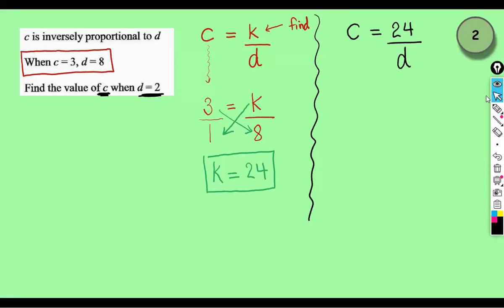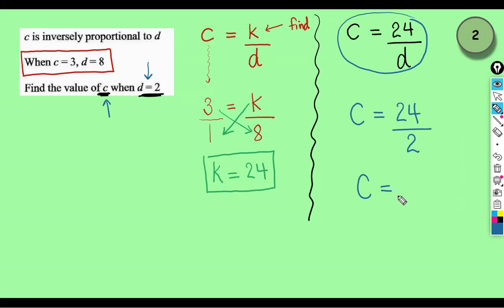Now, from what I'm seeing here, this is the equation we're concentrating on. We want to find C when D is replaced with 2. So C is equal to 24, and the examiner is telling us to throw away D and replace it with 2. 24 divided by 2 is 12. We're finished. The value of C when D is 2 is 12. So that's the end of that particular question. If you got it wrong, I'll show you where you went wrong.